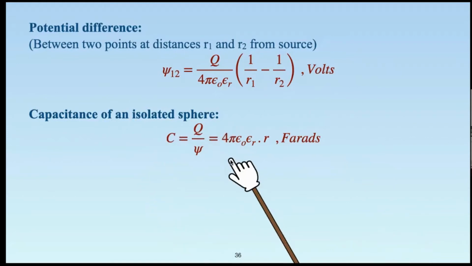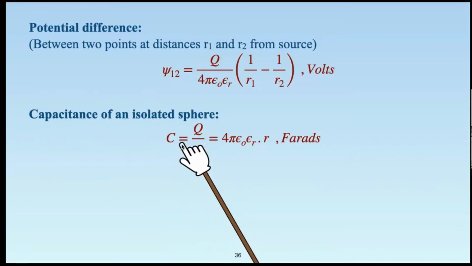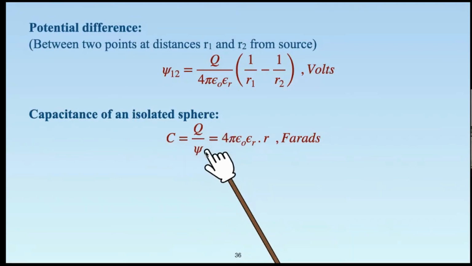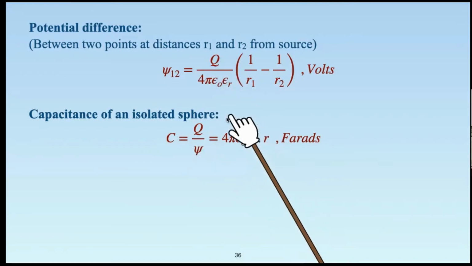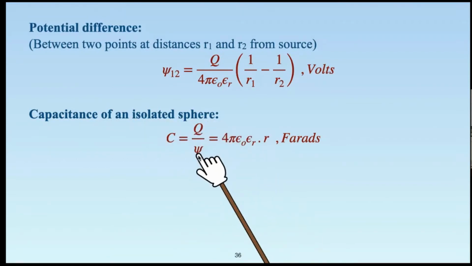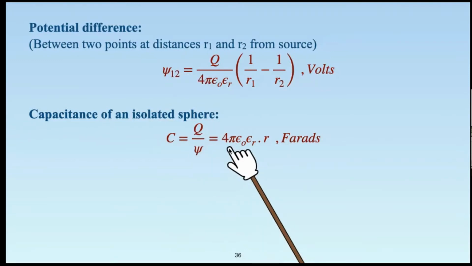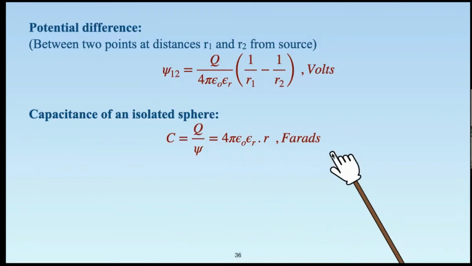Capacitance of an isolated sphere having charge Q, and potential equal to psi. So C is equal to Q upon psi. This can be expressed in terms of Q upon 4 pi epsilon 0 r square, of course of an isolated sphere. So when you substitute this potential, not the potential difference, this potential, you will be able to get this as 4 pi epsilon 0 epsilon r farads. So capacitance. This way we are able to evaluate the electric field due to a simple point charge.